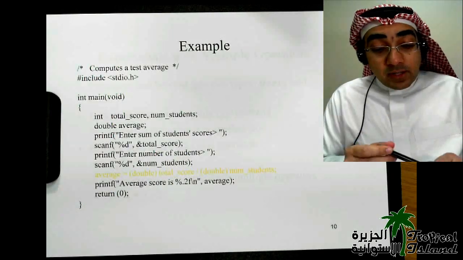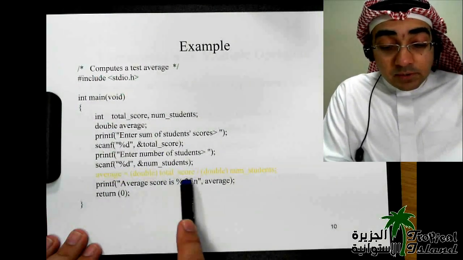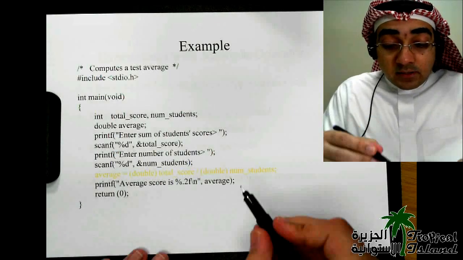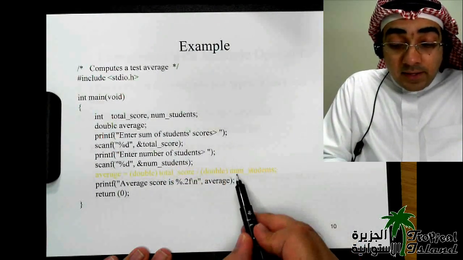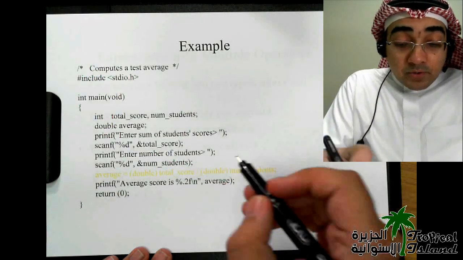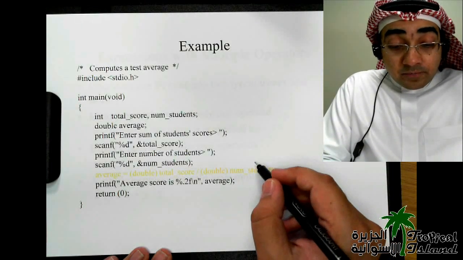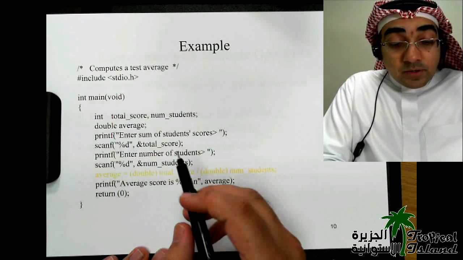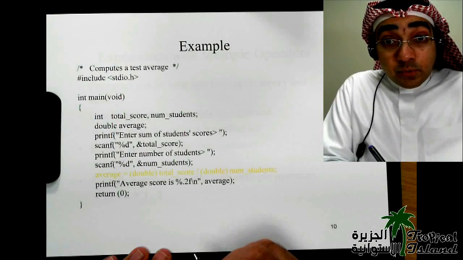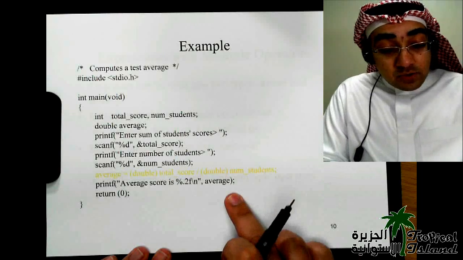Okay, so now we have to calculate the average, and I do apologize over here. This is written average equals, and between brackets, (double) total score divided by (double) num students. Okay, so I'm taking the number of students which the user entered, and asking the compiler to convert it to a double. So suppose the number of students is 50, I'm going to take the number of students and make it 50.0. Okay, and suppose the total score is 500, so I'm going to take 500, and using this double I'm going to convert it to 500.0. So 500.0 divided by 50.0, you get the average score, and then you can actually print out the average.